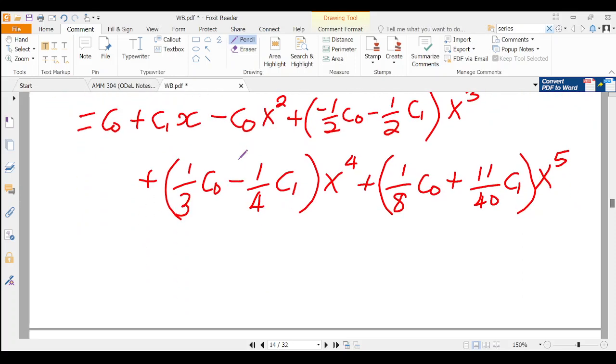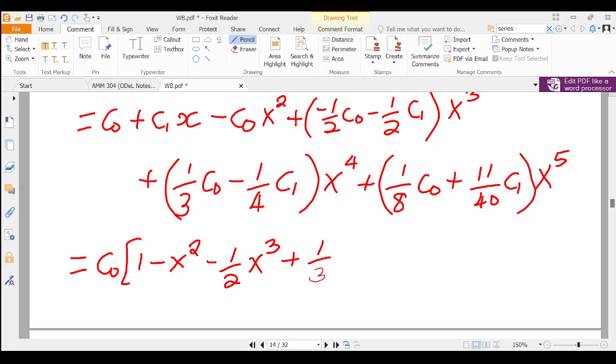So we can now consider the terms with C0. So we have C0 times 1 minus x squared minus a half x raised to the power of 3 plus 1 over 3 x raised to the power 4 plus 1 over 8 x raised to the power 5, and so on. The terms will be of that form.